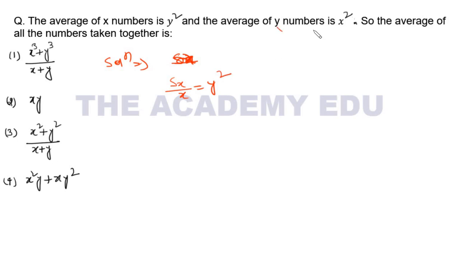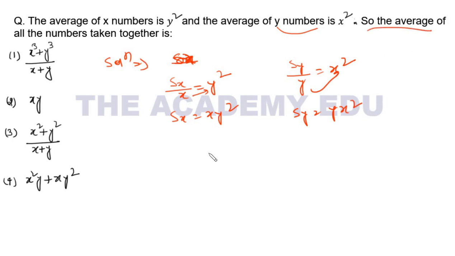And the average of Y numbers is X square. So from here I get the sum SX is equal to XY square, and from here SY is equal to YX square. Now the question is saying, the average of all the numbers. So take all the numbers: SX plus SY, and the total number is X plus Y. The total number in the first group is X and in the second is Y, so X plus Y is the divisor for the average.